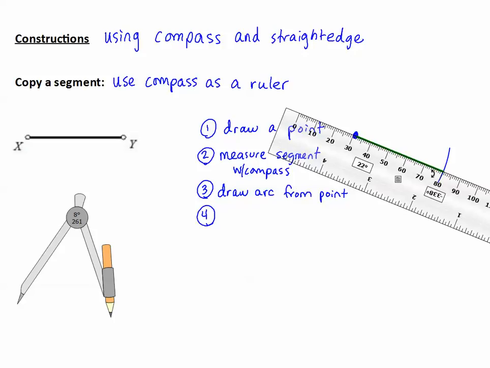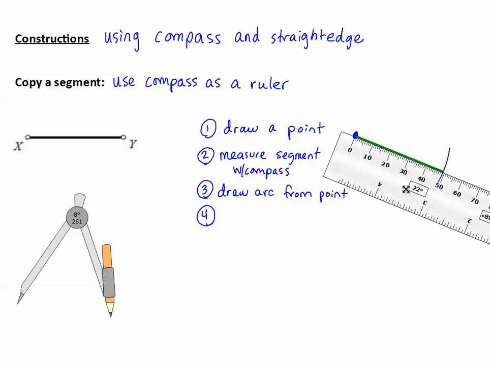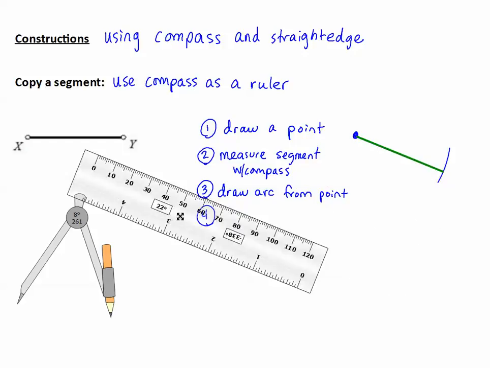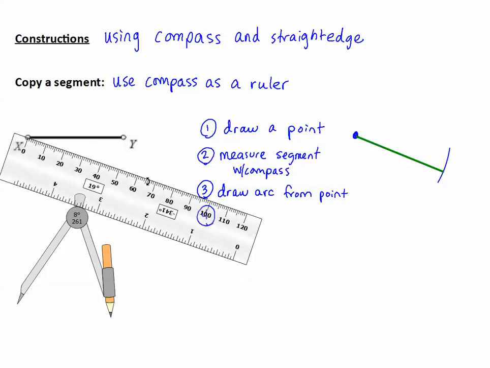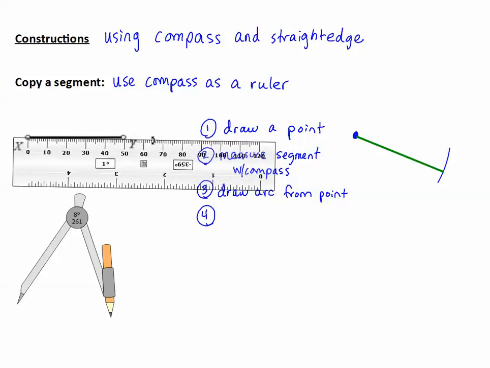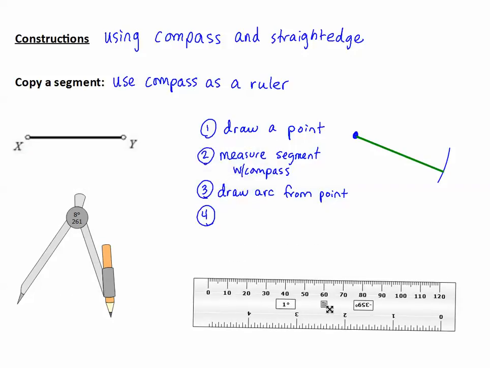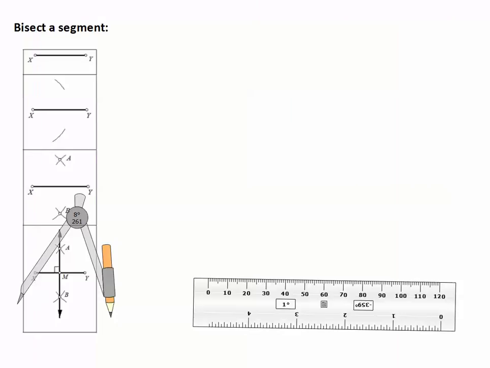Now, our ruler can help us check that it is the correct length. This goes, starting at 0, about 50 units on my ruler. So I'm going to go over here and measure just to check that it's also about 50 units on my ruler. Fabulous. So what was our fourth step? Our fourth step was to connect with the straight edge. We'll practice that more in class. Let's look at another construction.